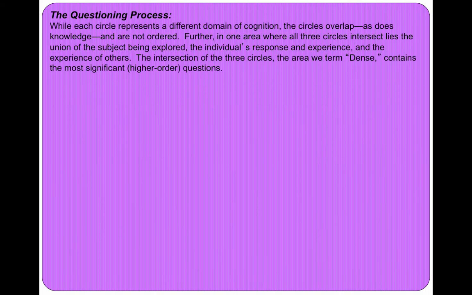The questioning process. While each circle represents a different domain of cognition, the circles overlap, as does knowledge, and are not ordered. Further, in one area where all 3 circles intersect lies the union of the subject being explored, the individual's response and experience, and the experience of others. The intersection of the 3 circles, the area we term dense, contains the most significant higher order questions. The 3 circles.